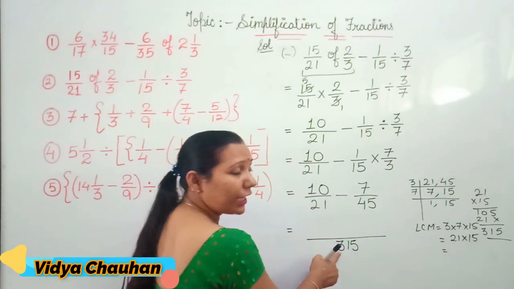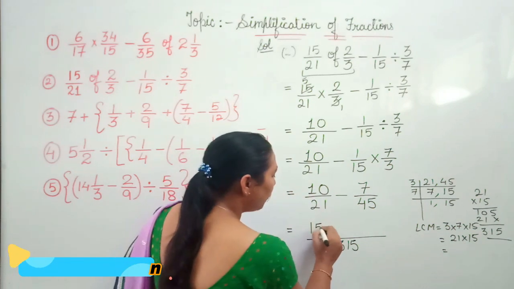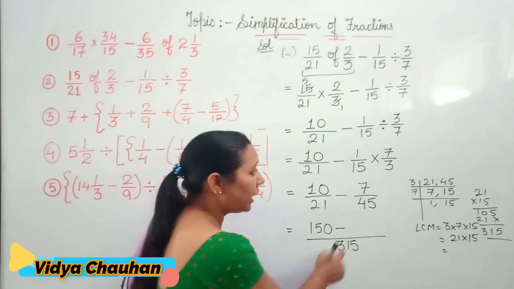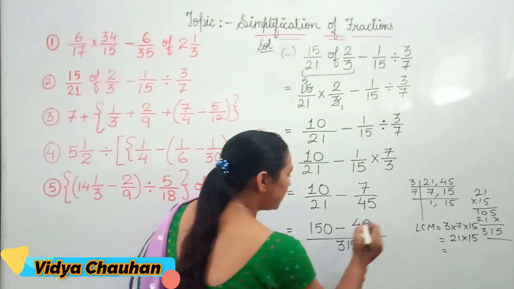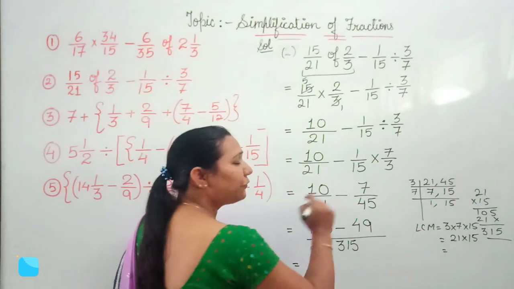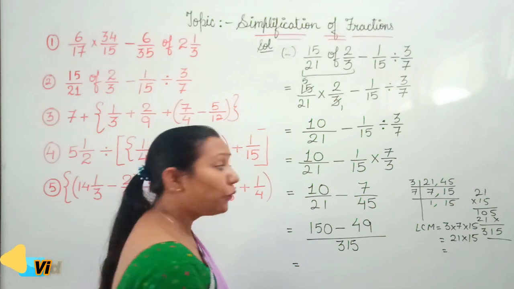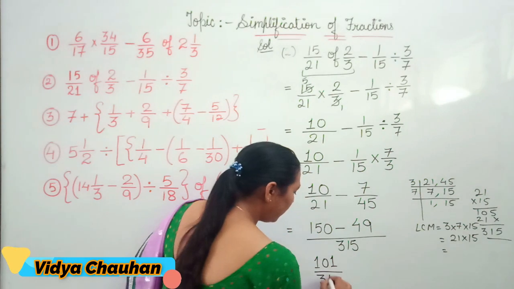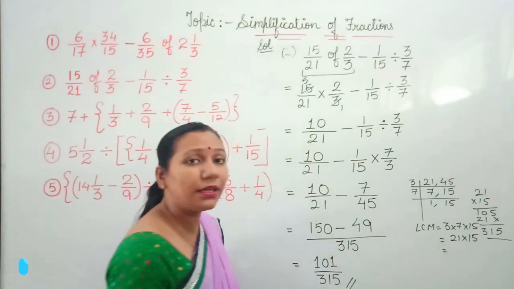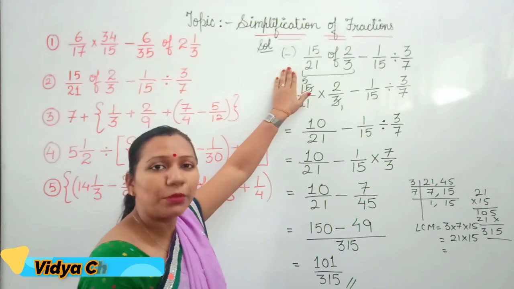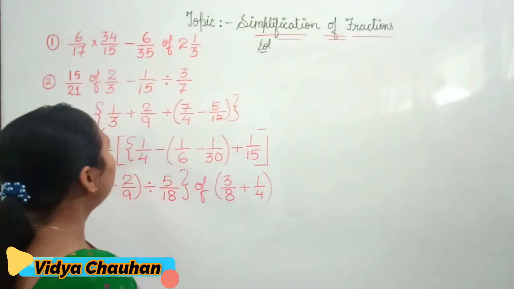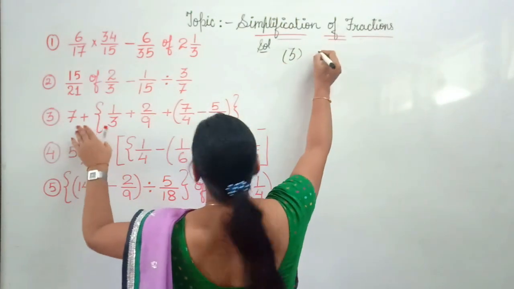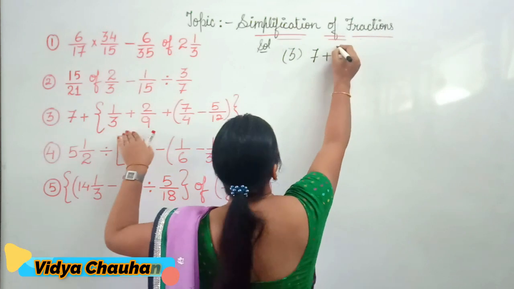21 goes 15 times and 15 multiplied by 10 is 150, minus 45 goes how many times? 7 times, and 7 multiplied by 7 is 49. When you subtract 150 minus 49, what you will get is 101 upon 315, and this is your final answer after solving this second problem. Clear, children? Now children, let us start with the third solution.